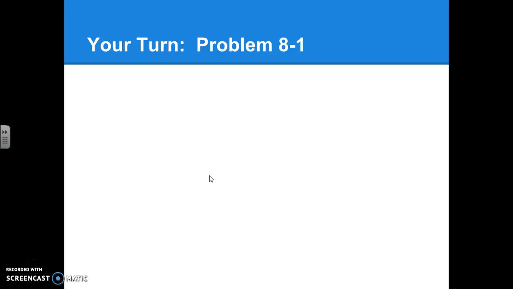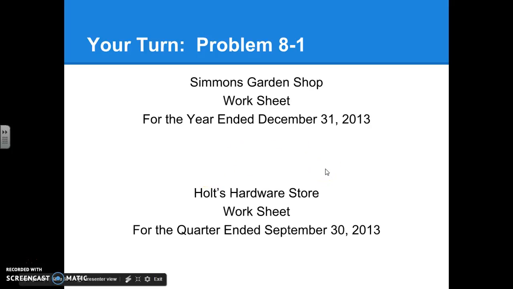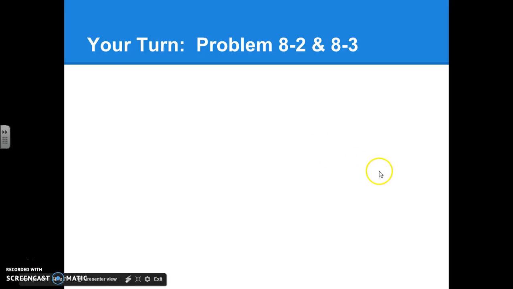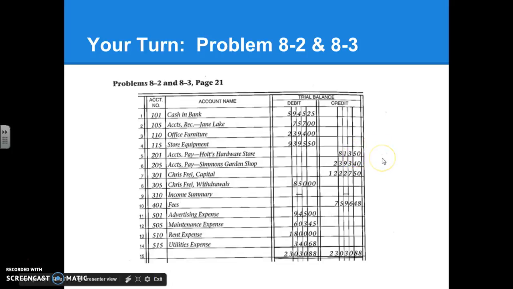All right, problem 8.1. Let's give this a try. Simon's Garden Shop worksheet for the year ended December 31st, 2013. That is your heading. Holt's Hardware Store worksheet for the quarter ended September 30th, 2013. These are examples of headings that would go on the top of a worksheet, step 1 of constructing the worksheet. Problem 8.2 and 8.3: we will go through these in class and you will be working on these independently to be able to complete your worksheet.